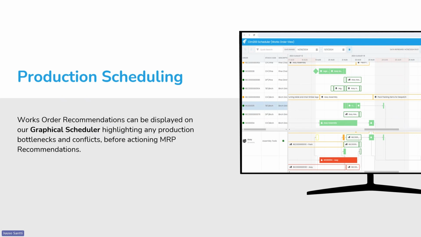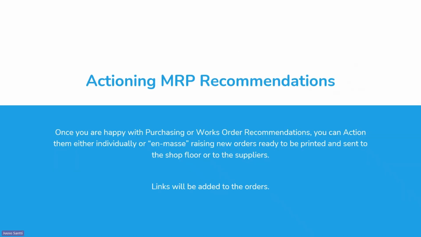We can look into the scheduling in more detail, but it all feeds into that to bring it all together. And once you're happy, all the purchasing or works order recommendations can be actioned individually, one by one, en masse, or you can action them for all the descendants. So let's say you have a top level works order going onto the sales order, you can action everything that is required for that particular sub-assembly in one go if you wanted to.